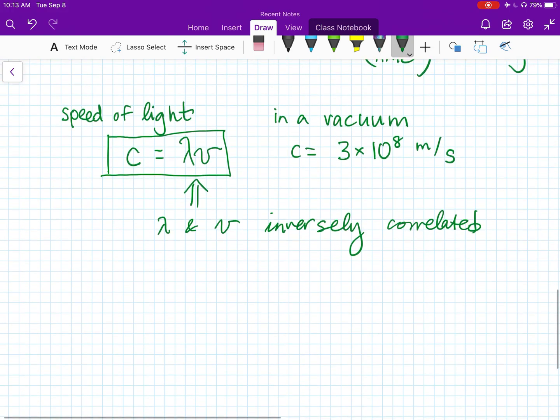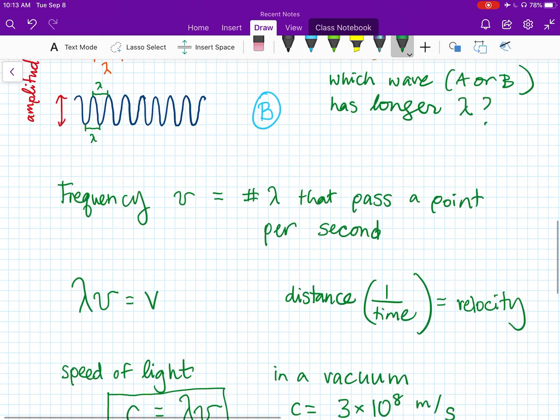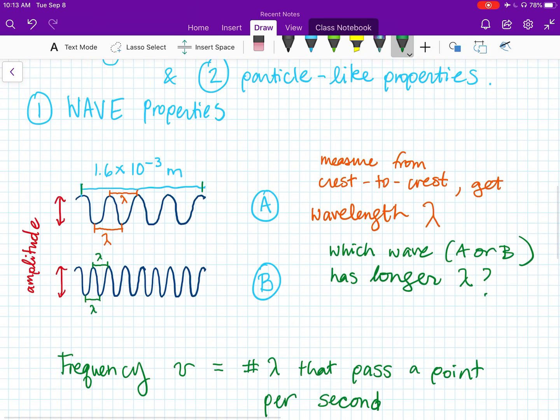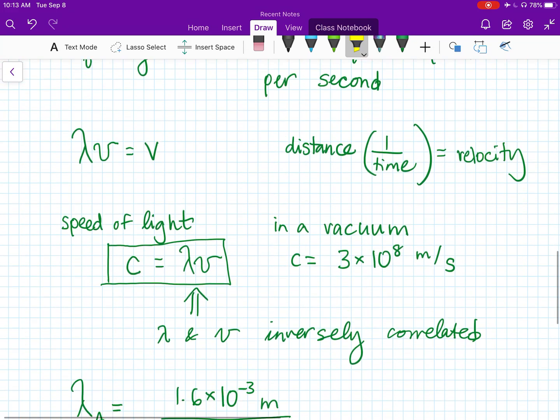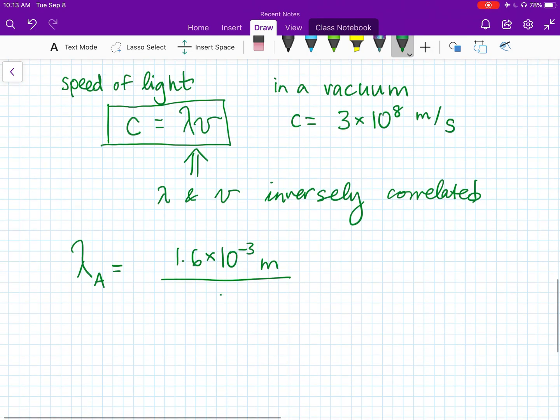So we can actually quantify this. The wavelength of wave A is going to be, well, we had 1.6 times 10 to the minus 3 meters total, but that encompassed, let's see, how many wavelengths here? 1, 2, 3, 4 wavelengths were encompassed in that 1.6 times 10 to the minus 3 meters. So I can calculate the wavelength by dividing that total distance by the 4 wavelengths that it encompasses. So that's going to give me a wavelength of 4 times 10 to the minus 4 meters.